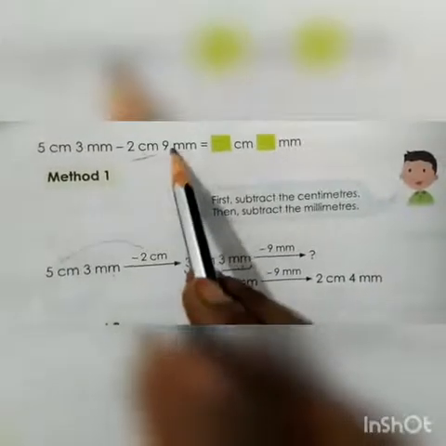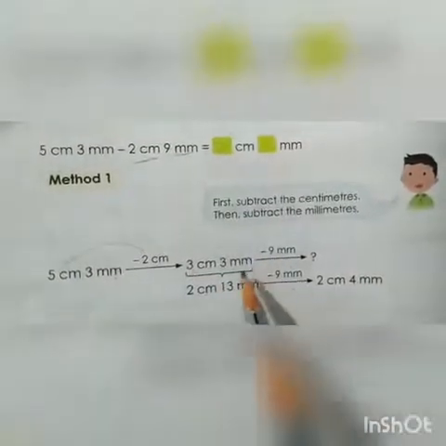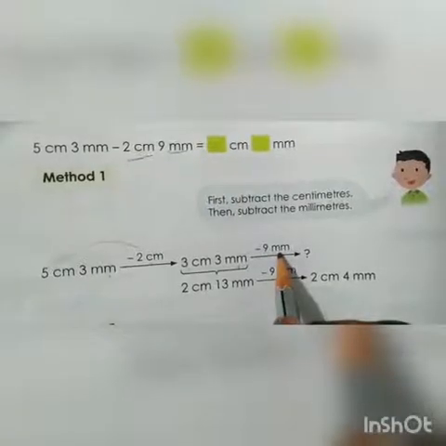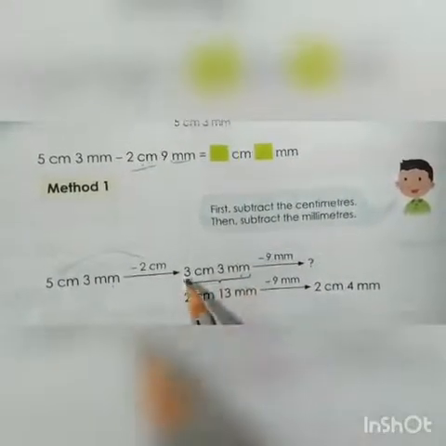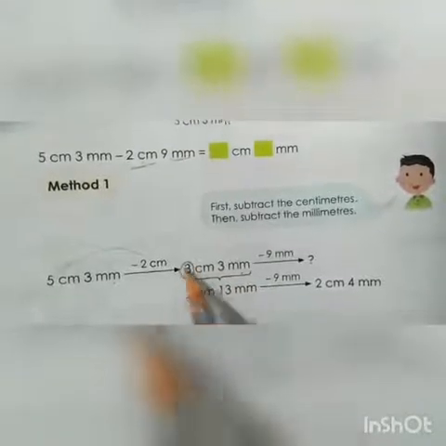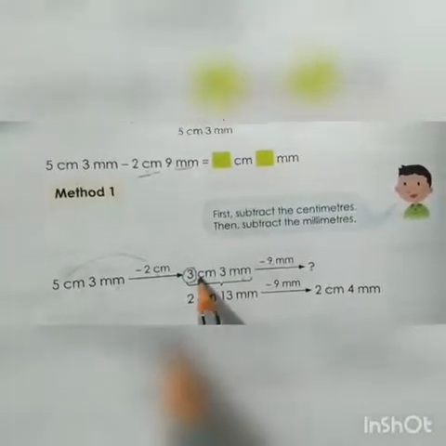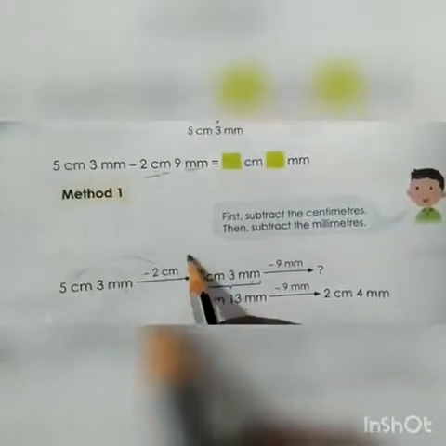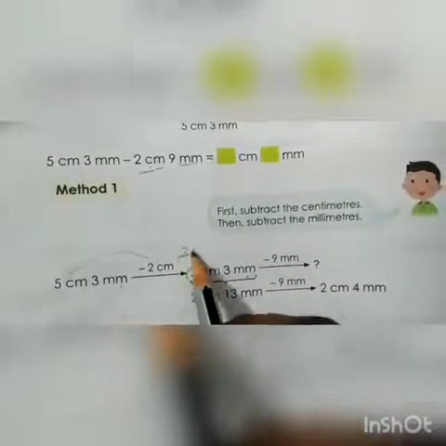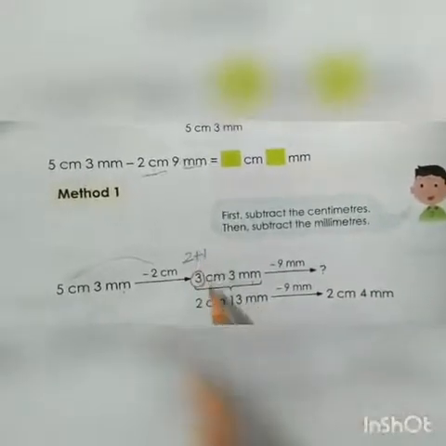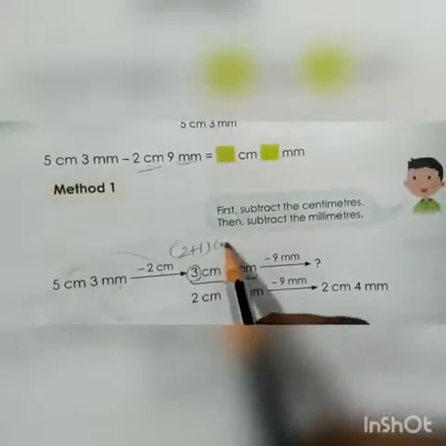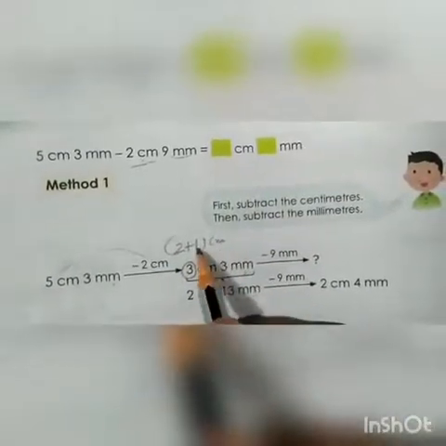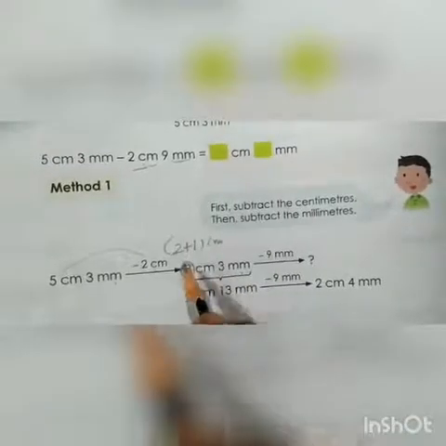Then we have to subtract 9 millimeter. 3 millimeter minus 9 millimeter. Can you do it? 3 is smaller than 9, so we cannot subtract it. So we have to get another value from centimeter. Separate 3 centimeter as 2 plus 1. So keep 2 centimeter as it is, and 1 centimeter will be converted to millimeter. So how do you convert? 1 centimeter is equal to 10 millimeter.